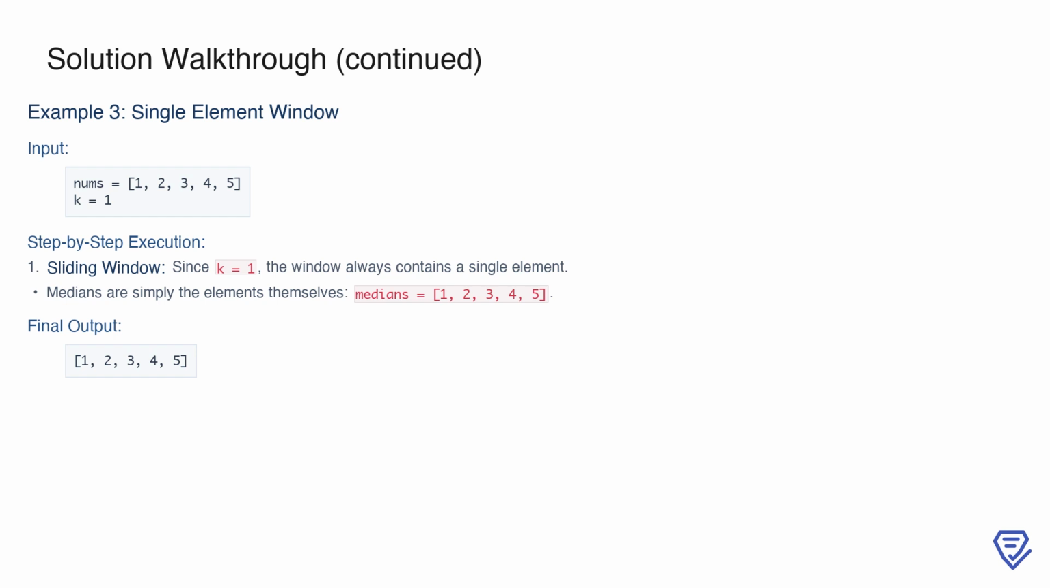Finally, when the window size k is 1, the solution simplifies significantly. Since the window contains only one element at any given time, each element in the array is its own median. For example, with nums as 1, 2, 3, 4, 5, and k equal to 1, the medians are simply 1, 2, 3, 4, 5. This is because there's no need to sort or calculate averages. The single element in the window is directly added to the medians list at each step. The output for this case is straightforward and highlights how the problem reduces to a trivial case when k equals 1.